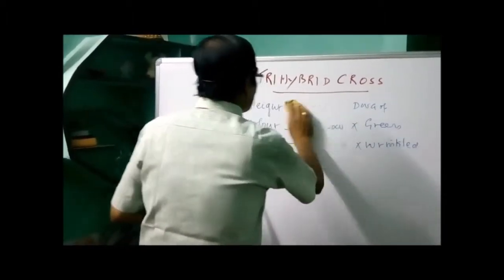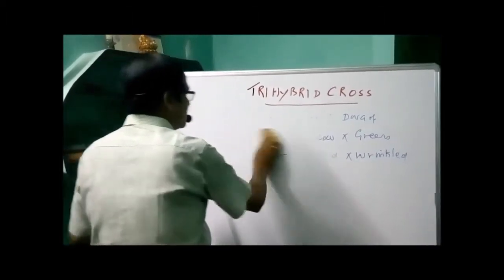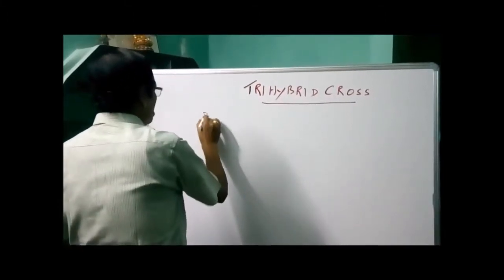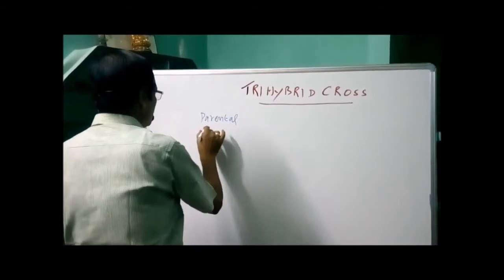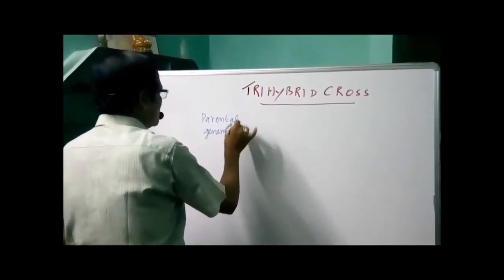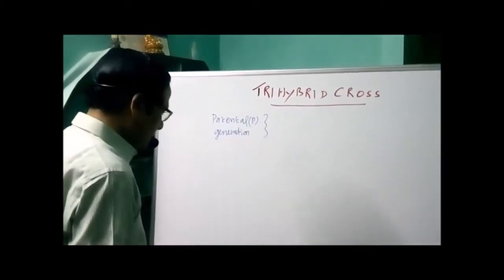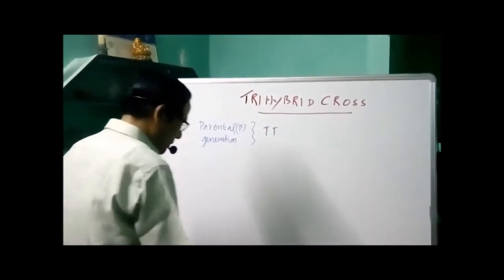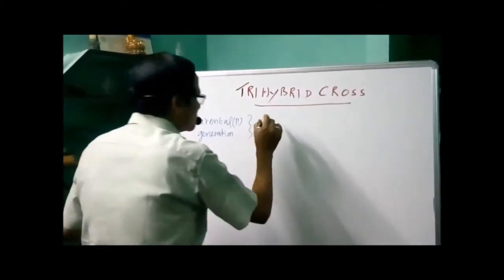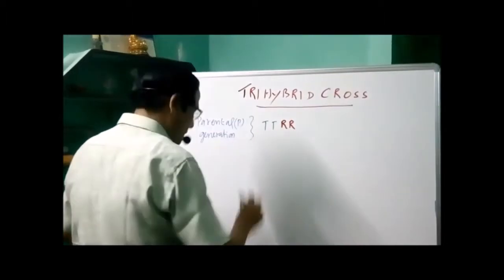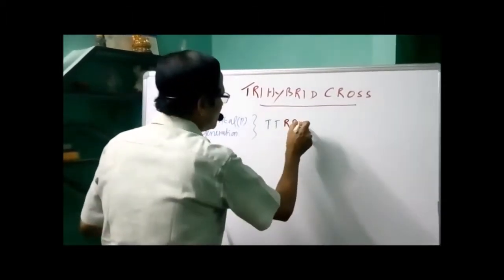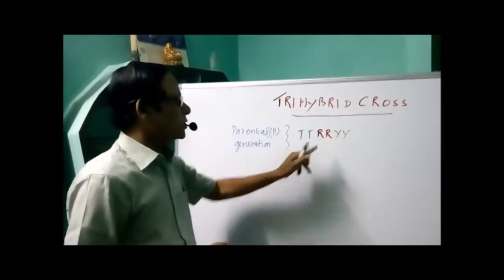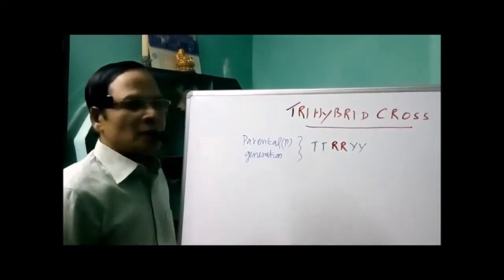Now, here we are taking the example, a cross between a homozygous parental generation. We are taking three pairs of characters: one with reference to the height, this is tall; then the shape of the seeds, that is round; and the color of the cotyledons, that is yellow. All are pure homozygous dominant. One for the height, another for the shape, another for the color of the cotyledon.